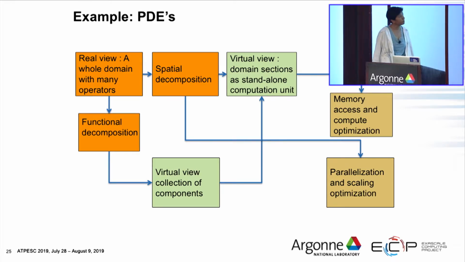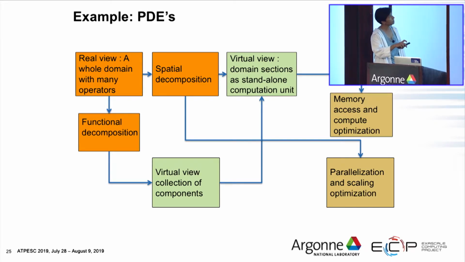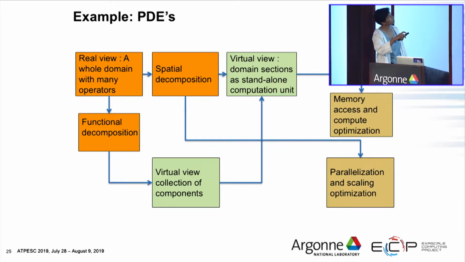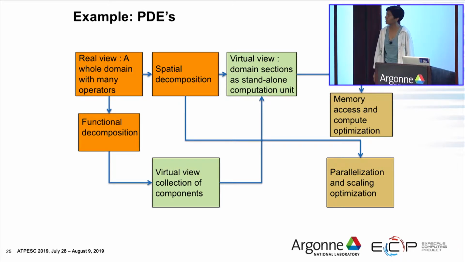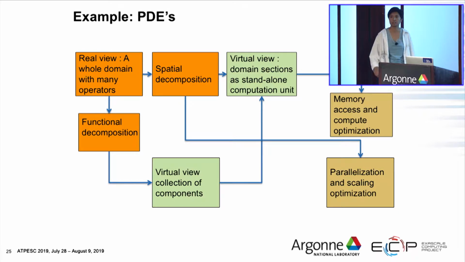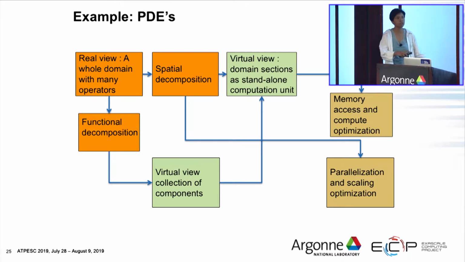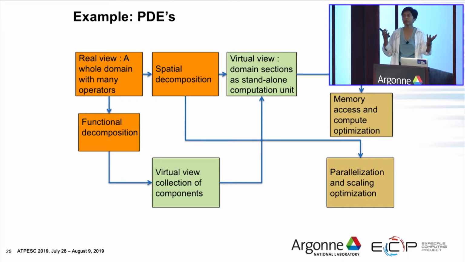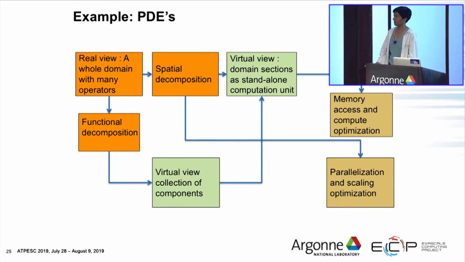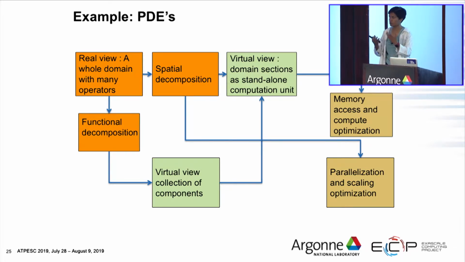So the past design has been that the real view is a whole domain with many, many operators, and here by operator I mean a physics capability. There is the functional decomposition and there is the spatial decomposition. Functional decomposition is in terms of different operators, and the spatial decomposition is in terms of blocks in an AMR. This is a structured mesh block, so these are blocks in the AMR.